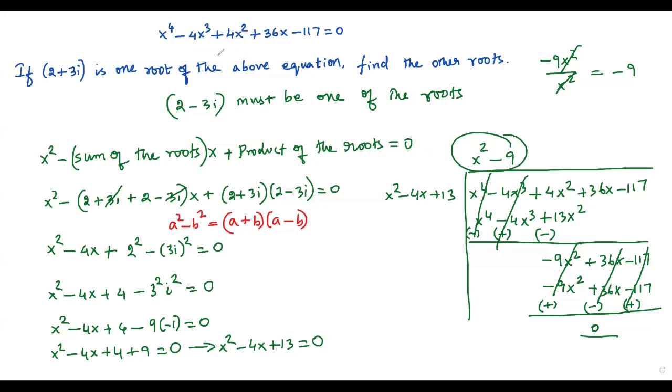So now we got two factors for the polynomial on the left side of the given equation. One factor is the quadratic expression we have over here, x squared minus 4x plus 13, and the other factor is x squared minus 9. That's the quotient of the long division over here. Okay, now let me continue on the next page.